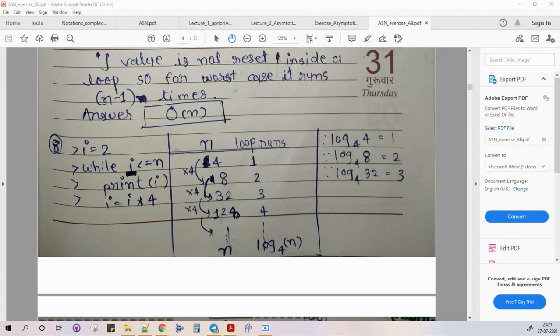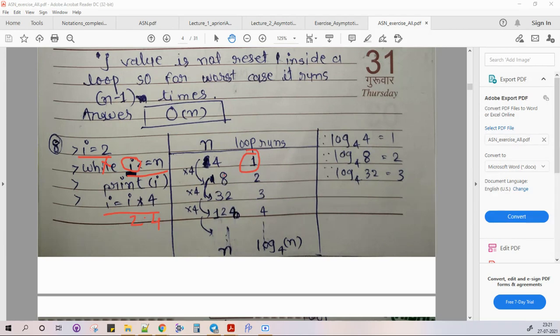Getting my point? I am taking n equal to 4. So I is equal to 2, 2 is less than n, so it will run one time. And here it would be 2 times 4, so I equals 8, and 8 is not less than or equal to 4, so this loop will break here. So it is running just one time.